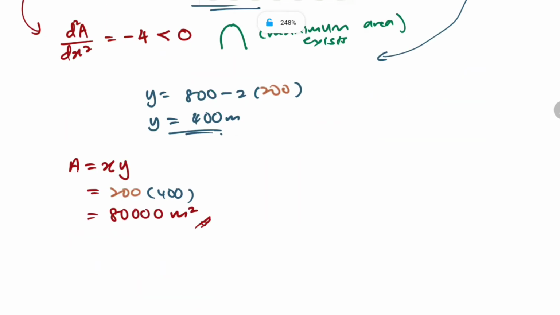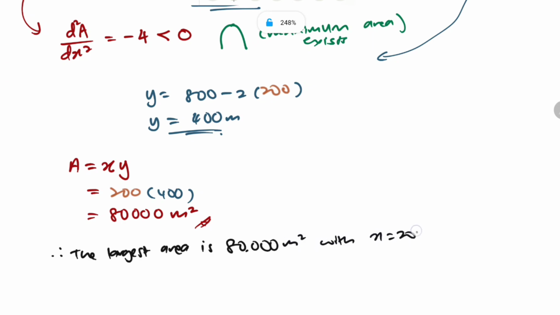And lastly, we can conclude the largest area is 80,000 meters squared with x equal to 200 meters and y equal to 400 meters as the dimensions.